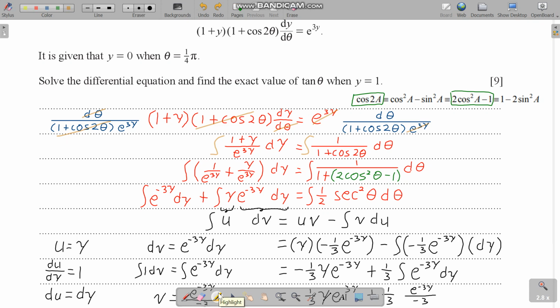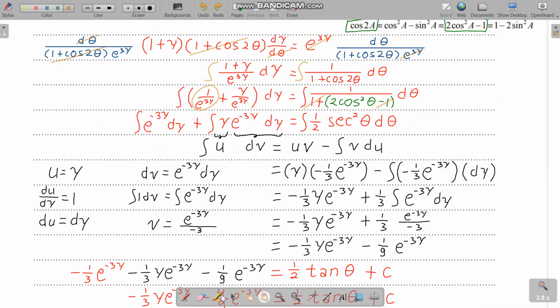Okay, so now on the left, 1 over e to the 3y is e to the power of minus 3y. Split the integration here. And on the right, cancel out, so we have 1 over 2. 1 over cos is secant, so secant squared. We can integrate this real simple. Now for the y e to the minus 3y dy, this is not simple.